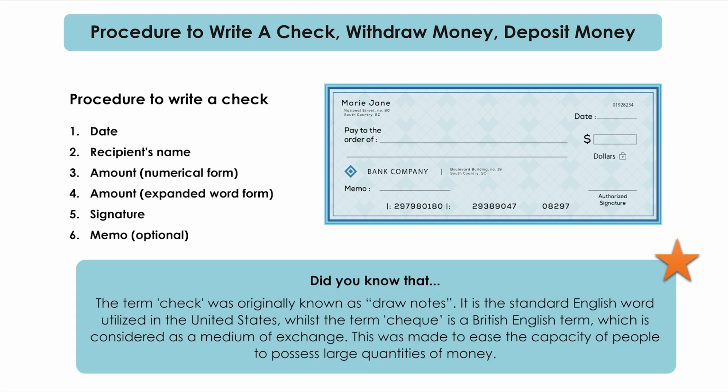Did you know that the term check was originally known as draw notes? It's the standard English word utilized in the United States, whilst the term check is a British English term which is considered as a medium of exchange. This was made to ease the capacity of people to possess large quantities of money.